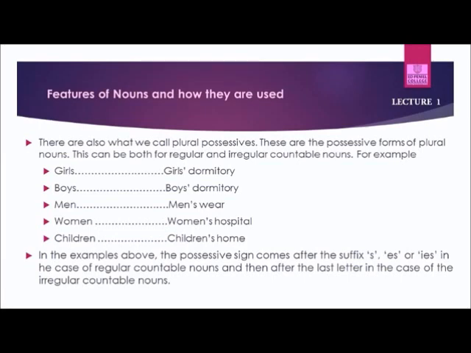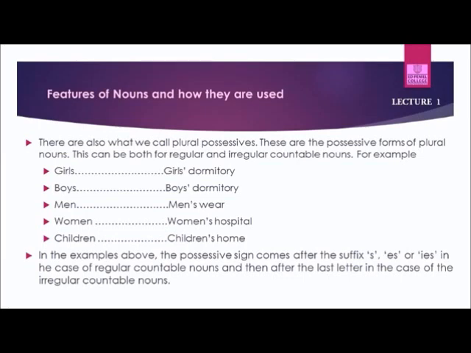Now take note. There are times that we have what we call the plural possessive. So the word or the noun is already in the plural form, and I want to show something belonging to that group of people or things. So you have girls. The singular is girl, the plural is girls.